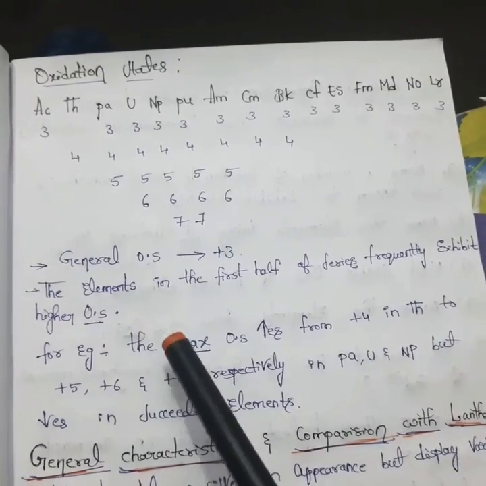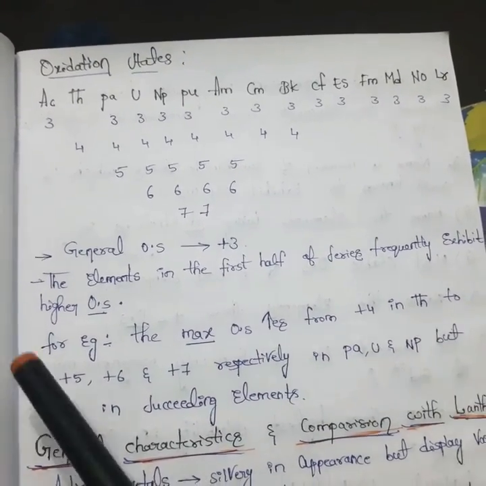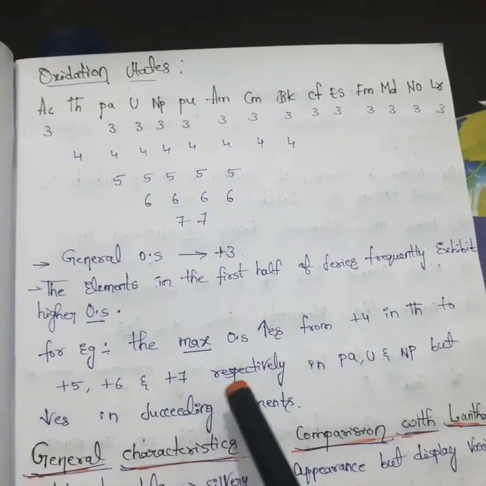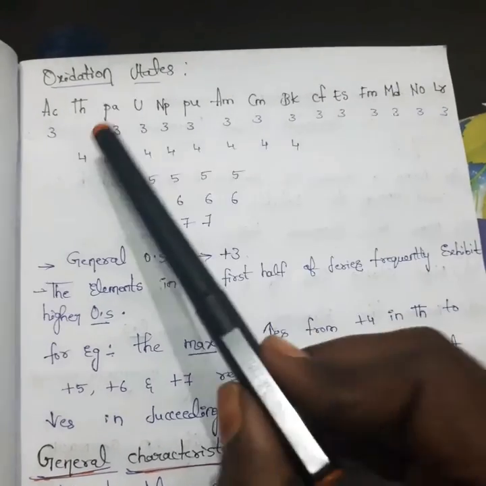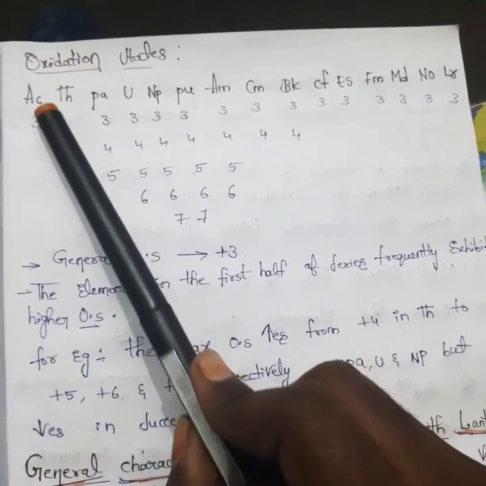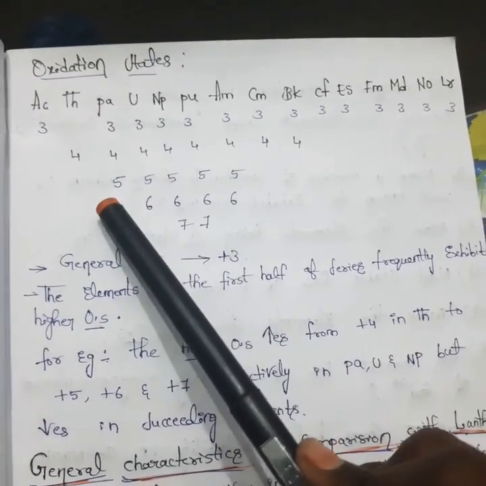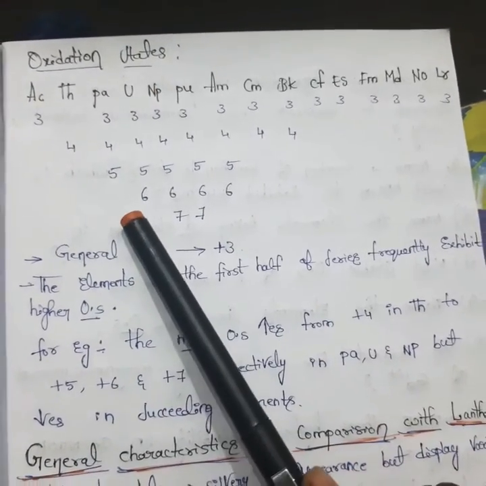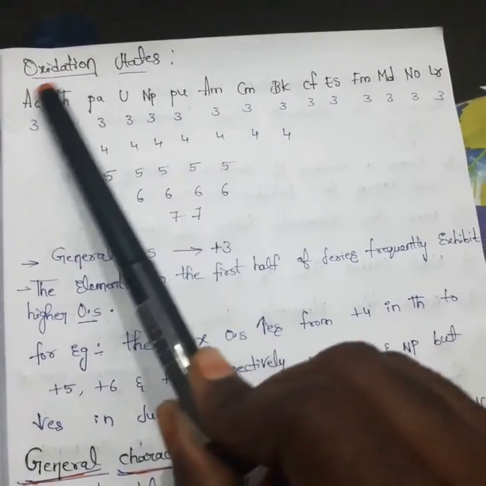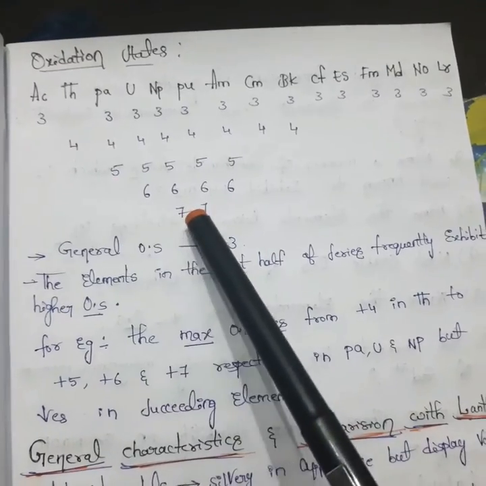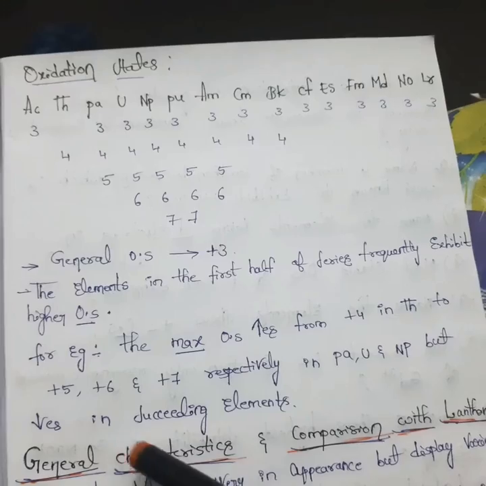The maximum oxidation state increases from plus 4 in thorium to plus 5, plus 6, plus 7 respectively in protactinium, uranium, neptunium. The maximum oxidation state exhibited by thorium is 4, protactinium is 5, uranium is 6, neptunium is 7. Means in the first half of the series, the oxidation state is gradually increasing, but it decreases in the succeeding elements.